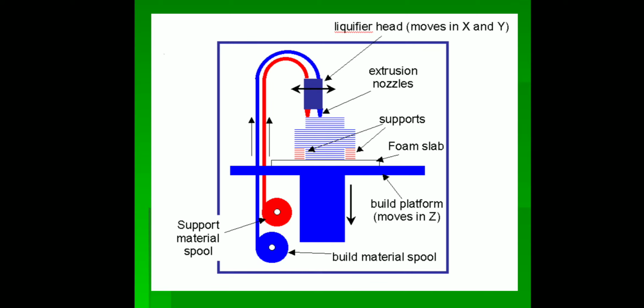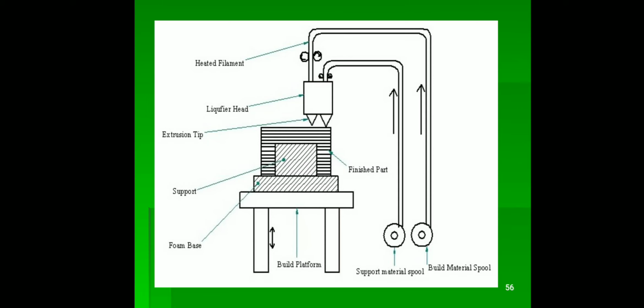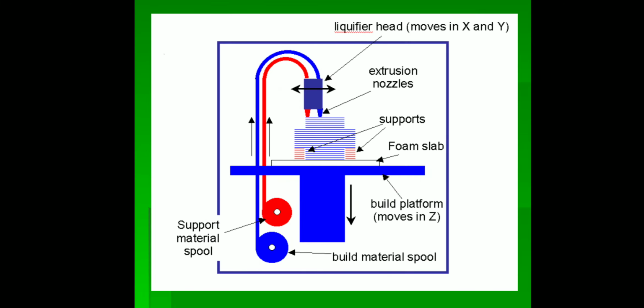So this is a platform. During this, the material moves through this path you can see over here, and then this is the platform. This is the extrusion nozzle. Through this nozzle you can see it forms the layer, and this is the support.